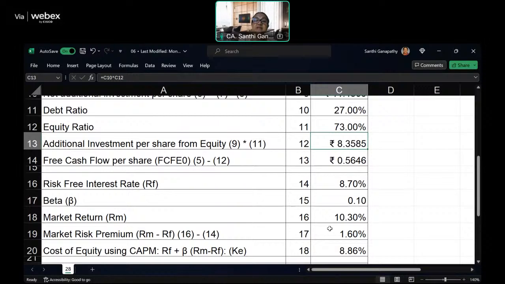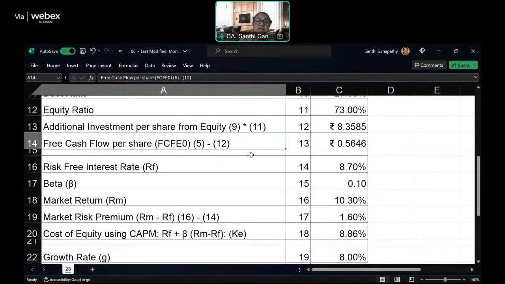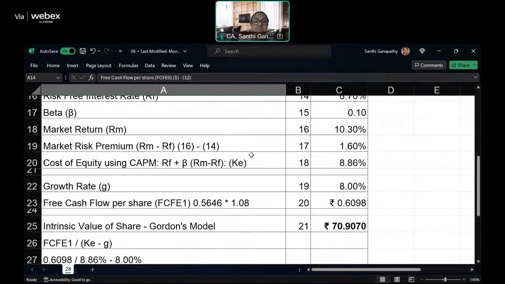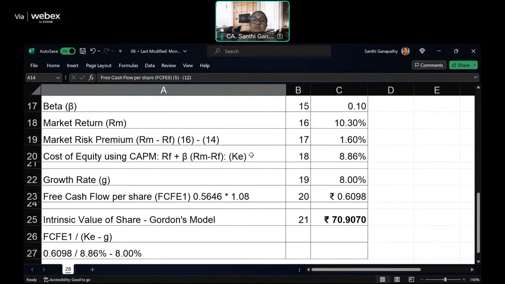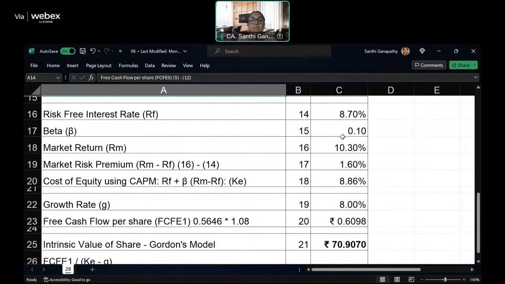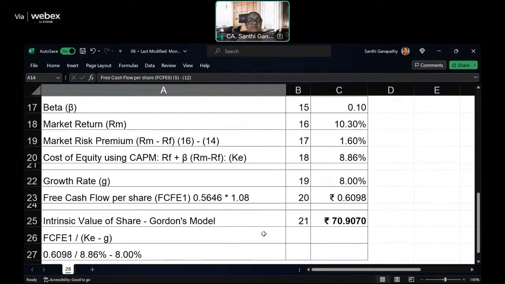So now we have free cash flow for year 1. And then we have the growth rate. We can find what is the intrinsic value. How do we go about it? The free cash flow we have is for the past year; multiplying by the growth rate, we get free cash flow for year 1. KE we found, G is given, so you can find it.